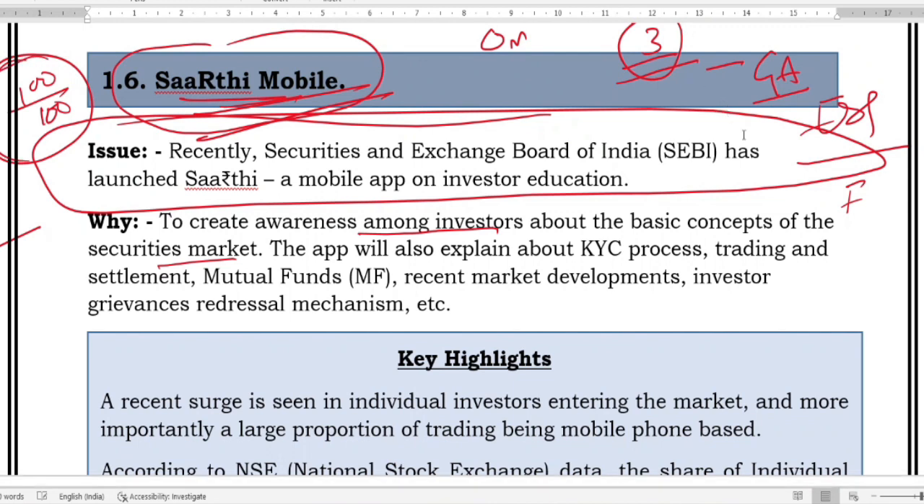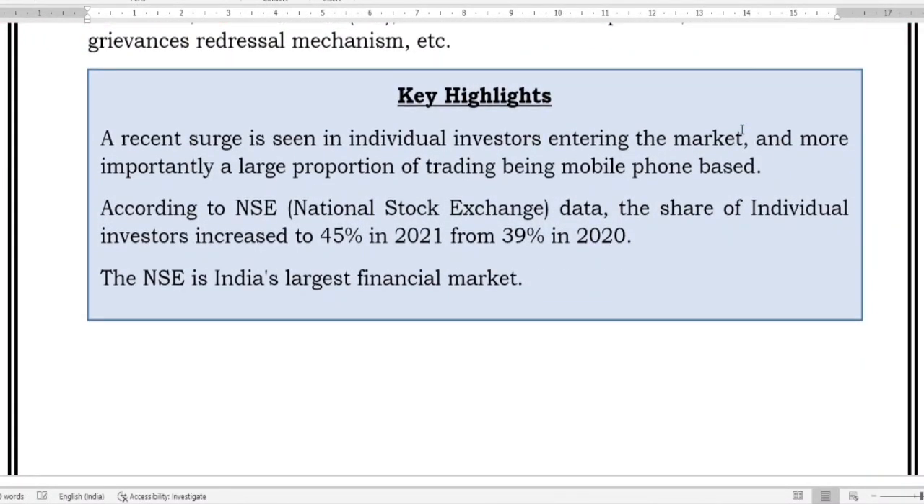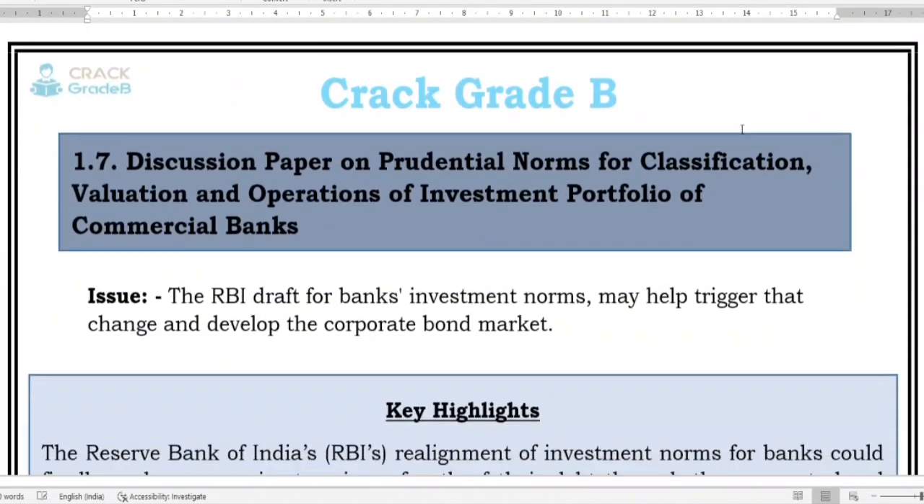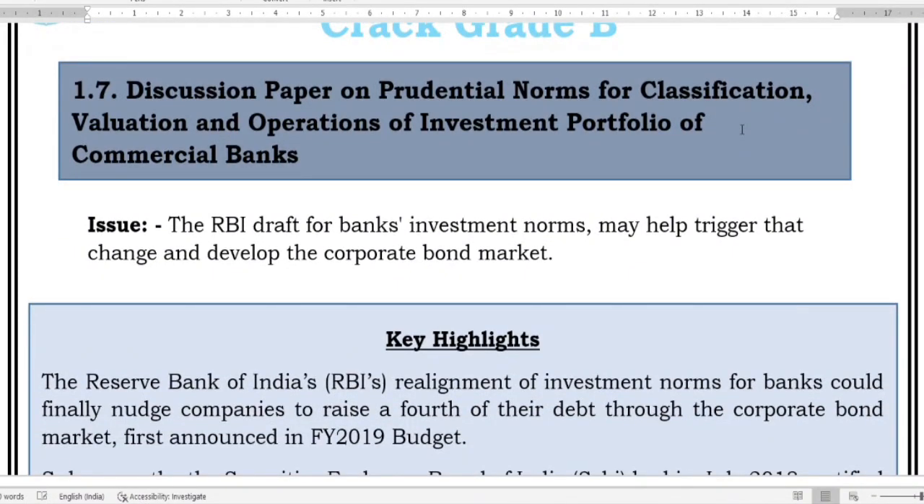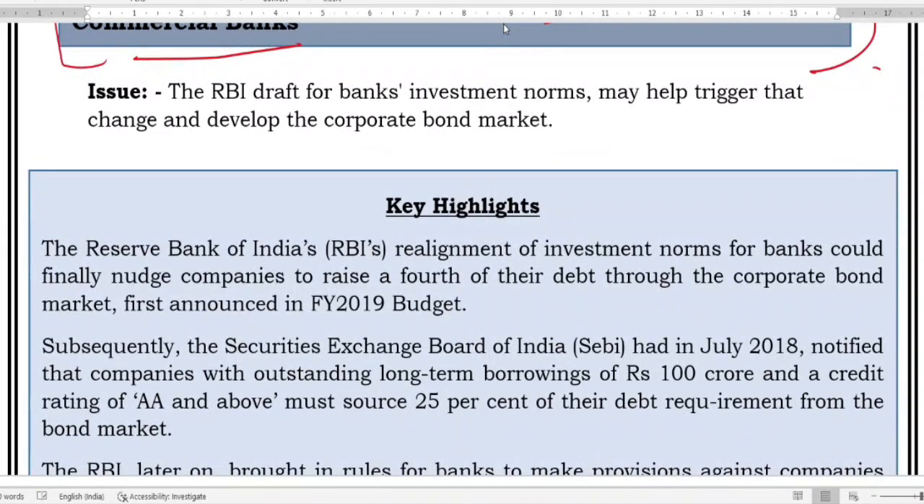Let's move forward. The key highlight, recents, okay, fine, this is fine. Now this is done. Let's move to the next one. Discussion paper on prudential norms for classification, valuation, operation of investment portfolio of commercial bank. So nothing, a discussion paper was being released. So this is just for the information that yes, there is certain things you can go ahead.